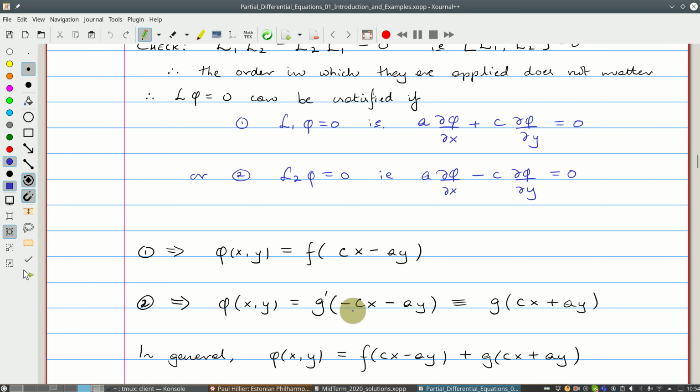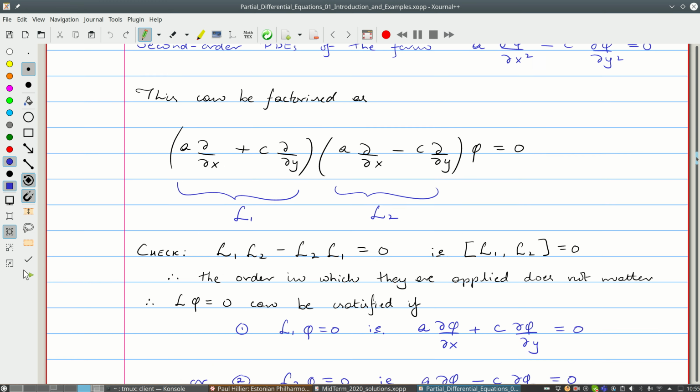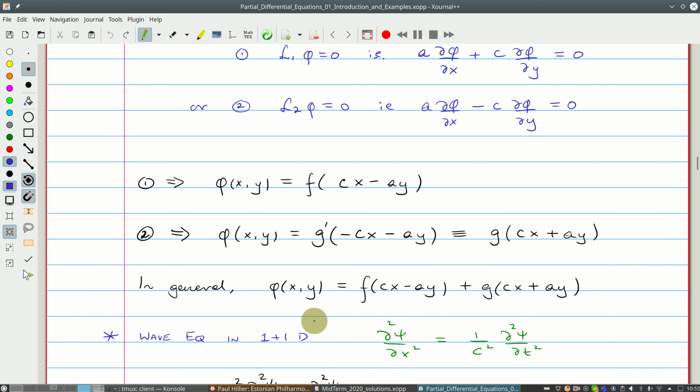Now what we can do is pull out these two minus signs, this is why I had the prime here, and just call this a function g of cx plus ay. So in general, the solutions to this second order partial differential equation are given as the sum of two kinds of functions, f of cx minus ay plus g of cx plus ay. Now why is this important?